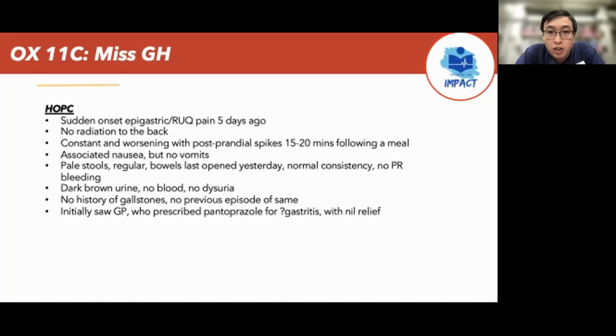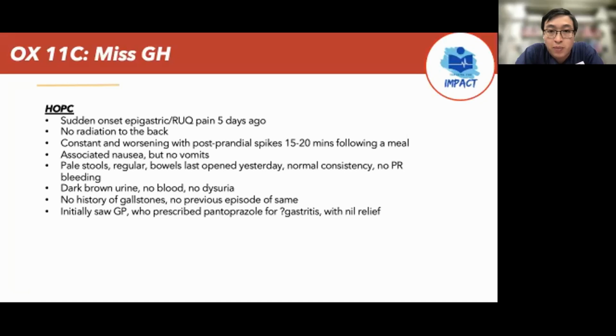So you probe a little deeper. She developed sudden onset epigastric / right upper quadrant pain 5 days ago. There was no radiation to the back, and the pain was described as constant and worsening with postprandial spikes 15 to 20 minutes following a meal. It was associated with nausea but no vomits. She also describes pale stools, which were regular.